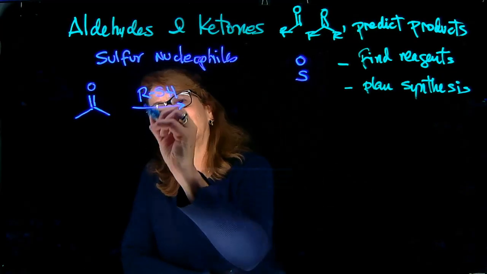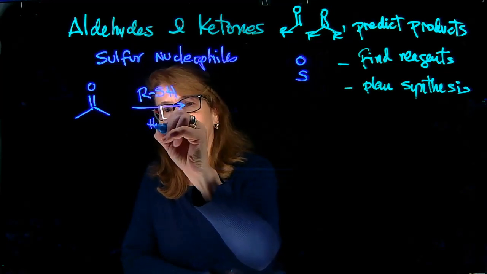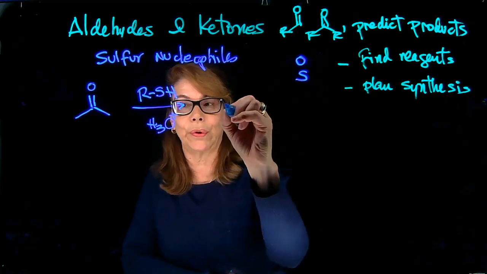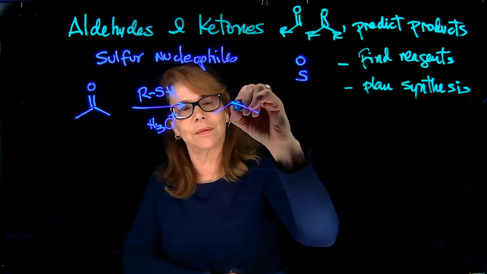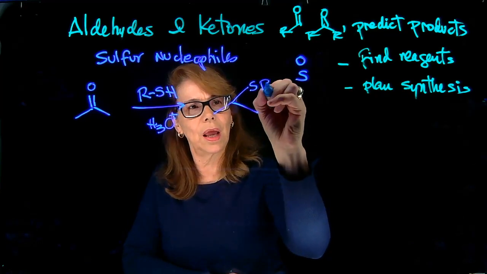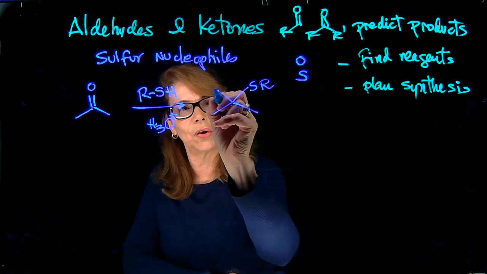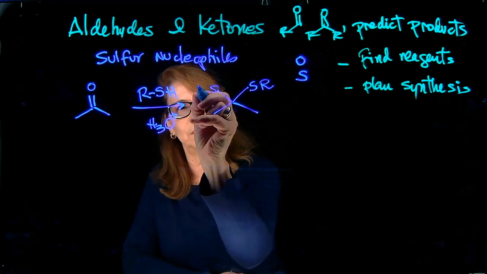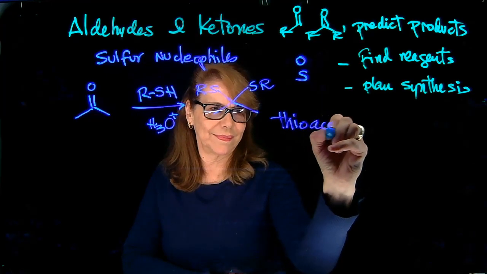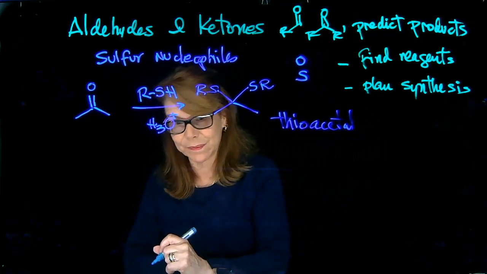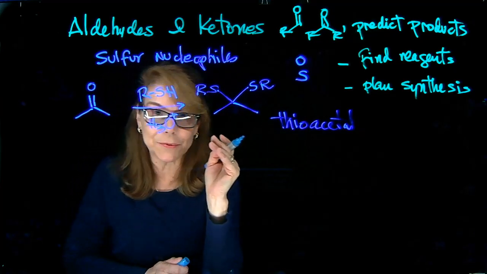And in that case, if we have an excess of that, say acidic conditions, we are going to form something very similar to the acetal, but this time it's called a thioacetal. Very similar. Mechanistically speaking, it's the same.